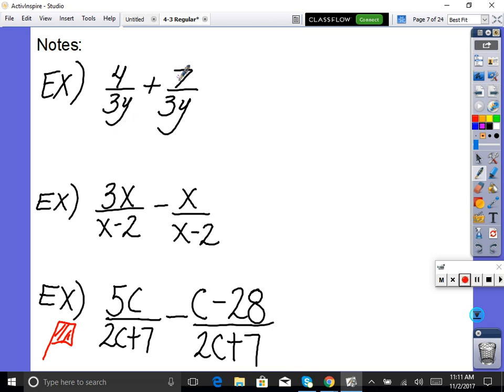4 over 3y plus 7 over 3y. When adding and subtracting, we need a common denominator. What's the point of having a common denominator? So that we can write this as one fraction by combining the numerator. So what's 4 plus 7? 11 over 3y. You'd say, that's my answer.